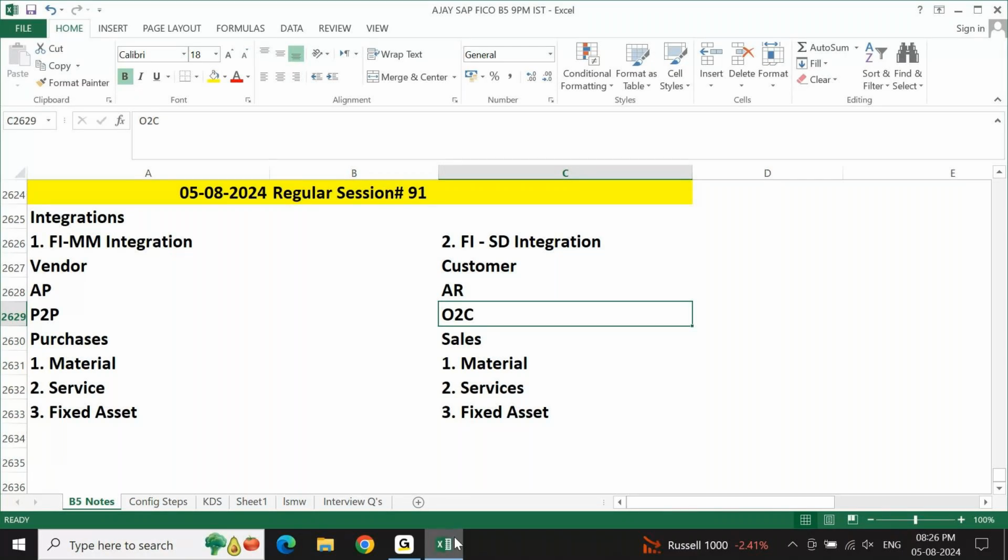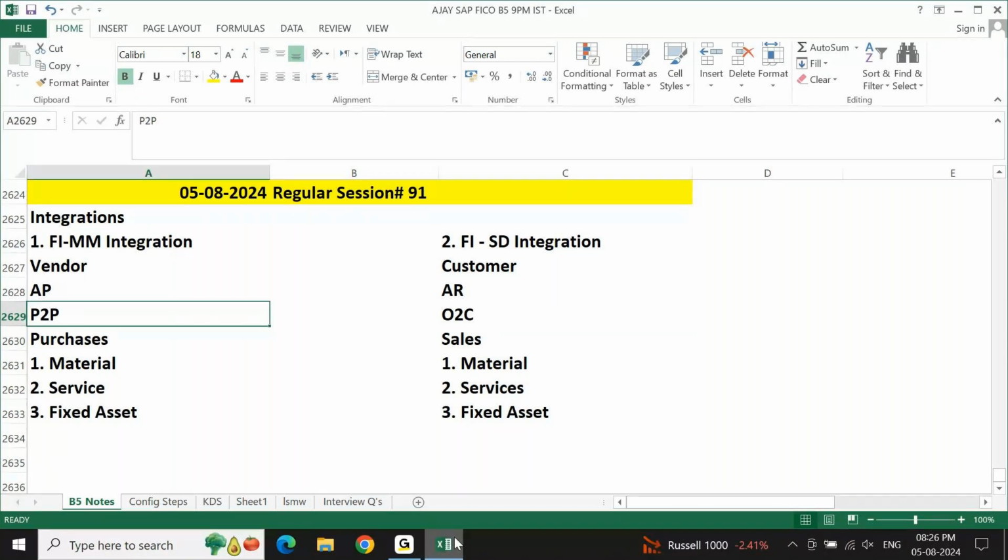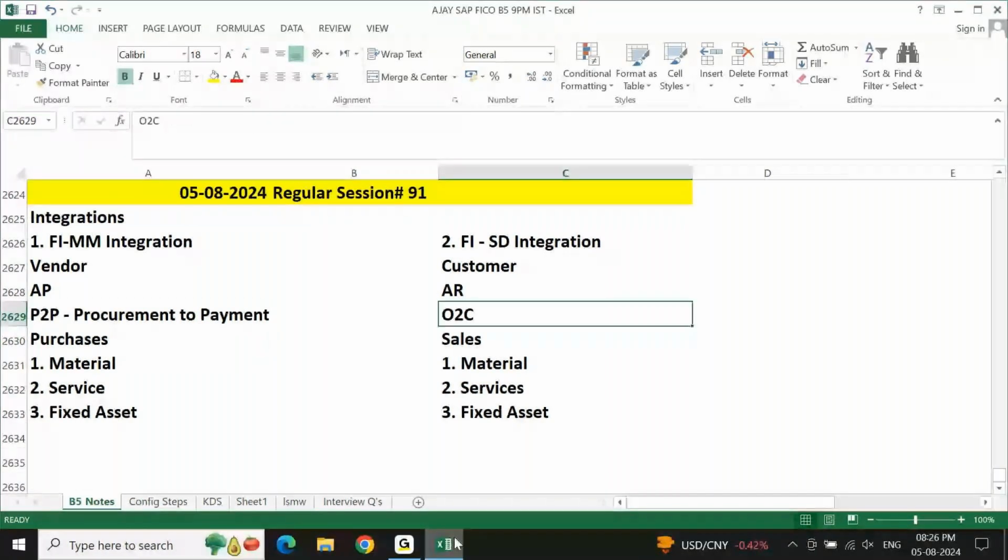Whenever you are talking about P2P, you are talking about procurement to payment, meaning from purchase until payment: purchasing from vendor until payment to vendor. Similarly, O2C is order to cash. From getting the order from the customer until receiving the cash or the money from the customer, you have to be concerned about the O2C cycle.